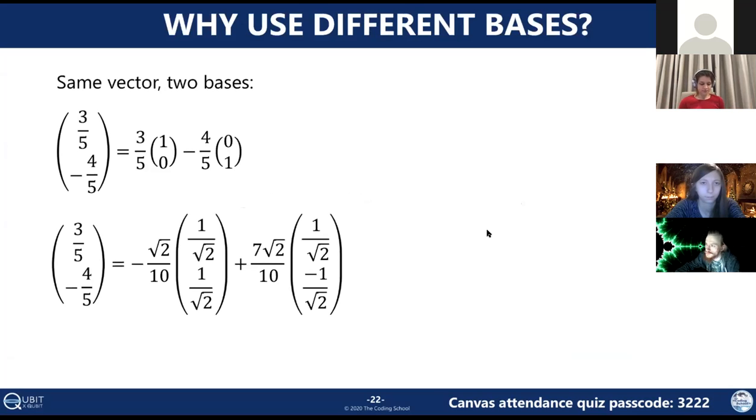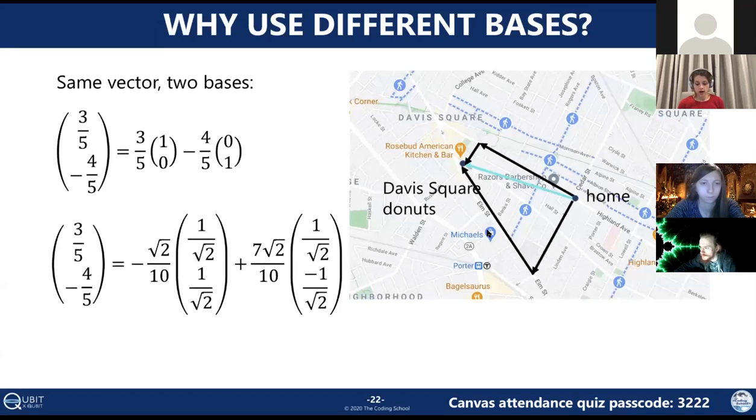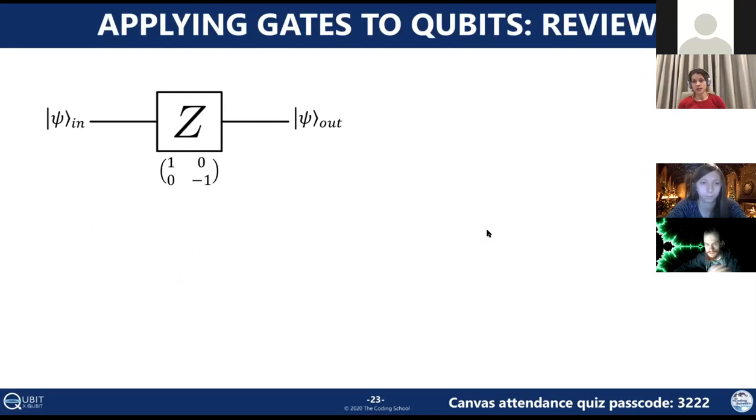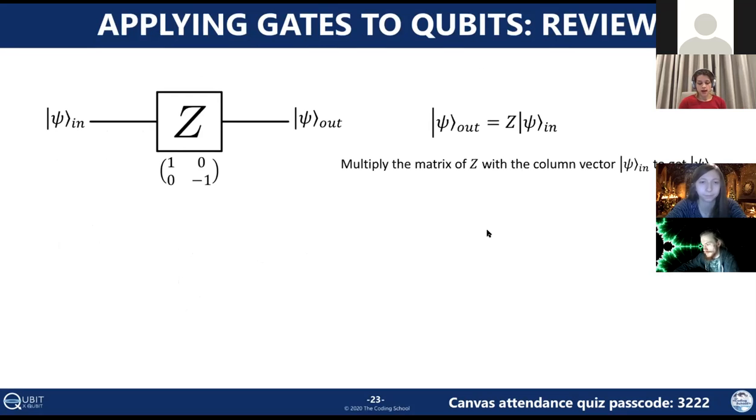over time. So, the question of why we might want to use different bases. Well, we have our example from earlier where it's much more efficient to go this basis route versus this basis route. But there are other reasons you might want to do that. To give an example, I'm going to go back to the gates that we covered last week, where we have a Z gate, and we want to multiply our input vector by our Z gate to get our output vector.